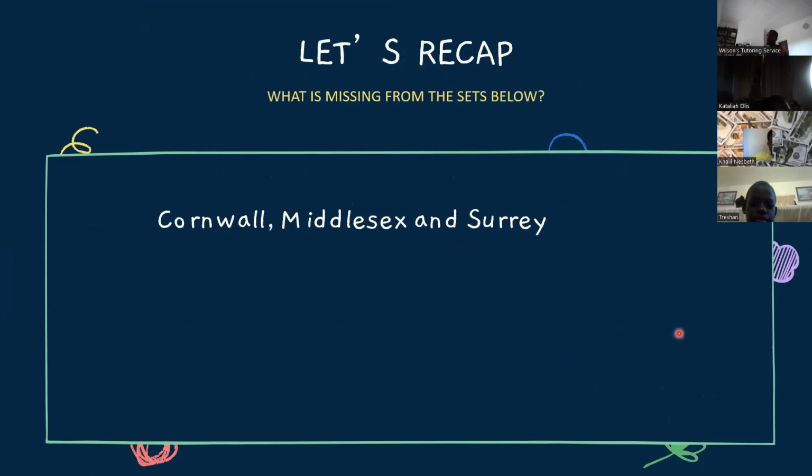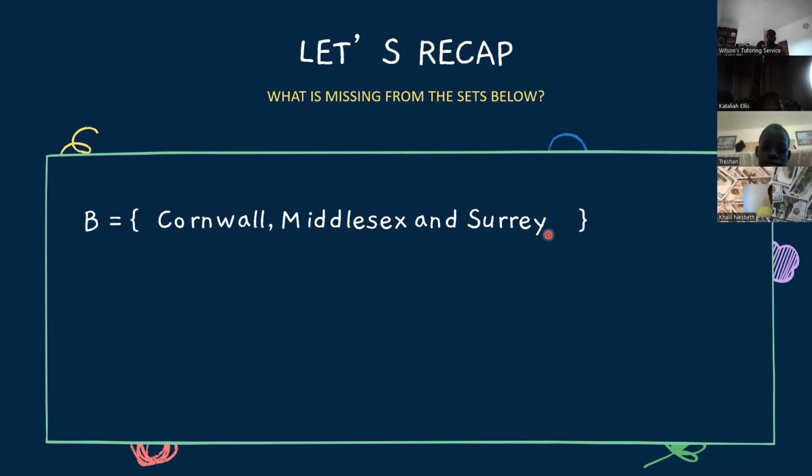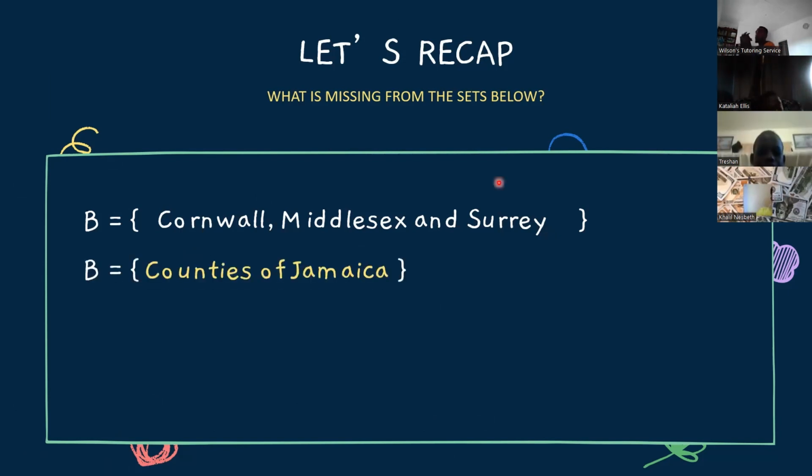Let's recap. So we have Cornwall, Middlesex, and Surrey. First, it says, what is missing from the sets below? The curly brackets and the name of the set. So the name of the set, very good. And the curly brackets. What name or description would you give to this set? The group of counties in Jamaica. All right, let's see. Counties of Jamaica.